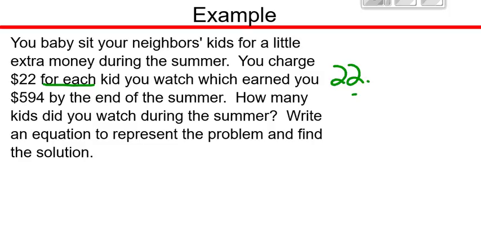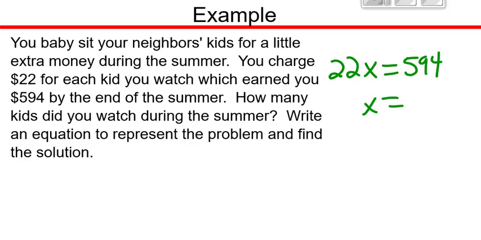So here's your equation. $22, let me back that up a little bit, $22 per kid, so x is going to be the number of kids, equals 594. So go ahead and do your division, and x is going to end up equaling 27.